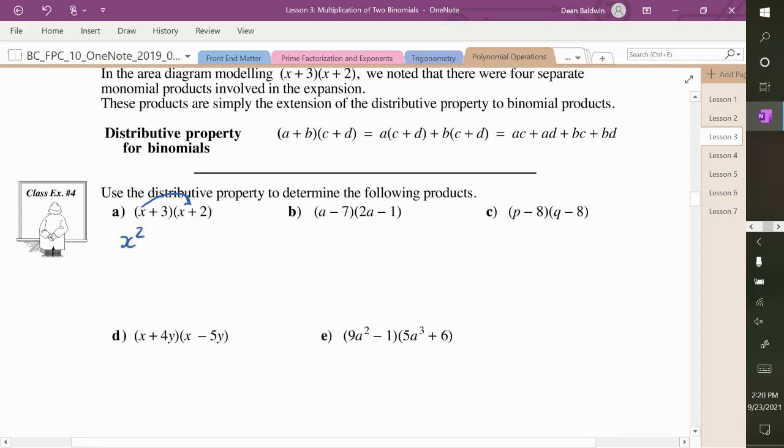X squared. Then that same x gets multiplied by the 2. What's x times 2?